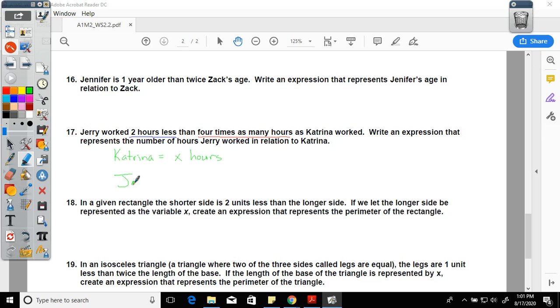All right, then we have Jerry. Now, Jerry's formula or algorithm here is going to be in relation to Katrina. So that's where this comes in up here. Jerry worked 2 hours less than, so we're going to be subtracting 2. 4 times as many hours as Katrina. Well, Katrina's hours are x, so 4 times that would be 4x. All right, and then there's my expression for Jerry. To find Jerry's hours, we would do 4x minus 2.